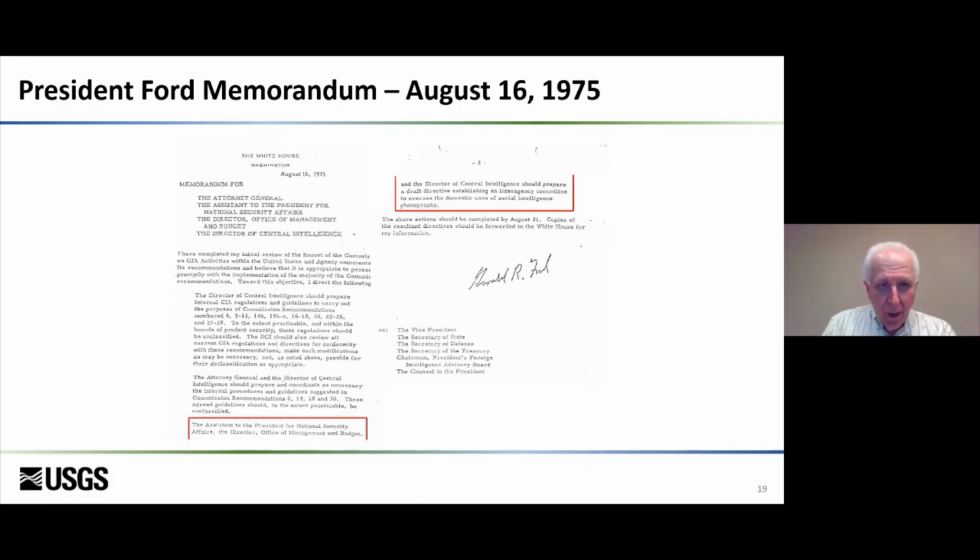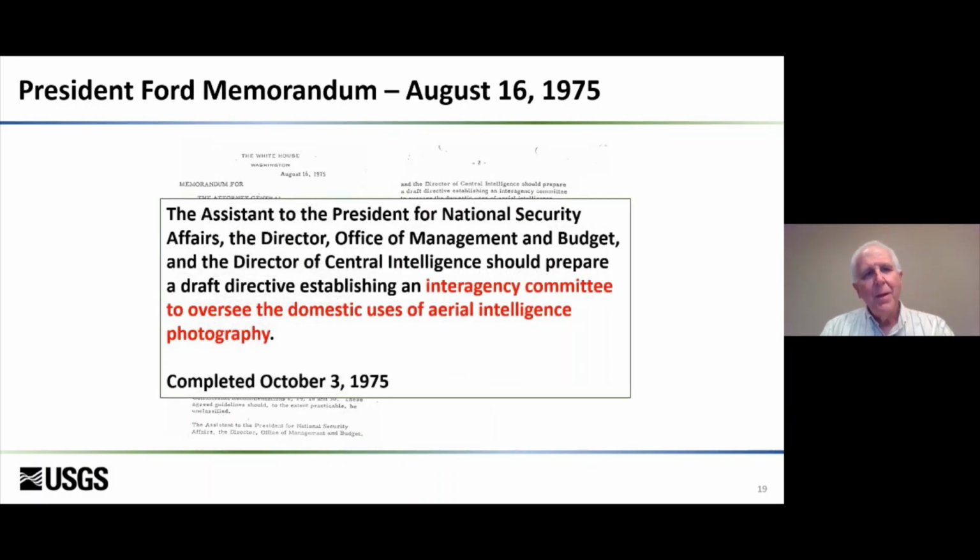And so there was a recommendation that he directed his National Security Advisor, Budget Director, and Central Intelligence Director to actually establish that committee. And they did so via a memo written October 3rd, 1975, directed to the Secretary of the Interior. Now, at first you may wonder why the Secretary of Interior. Well, it made sense. The USGS, we are a part of the Department of Interior.